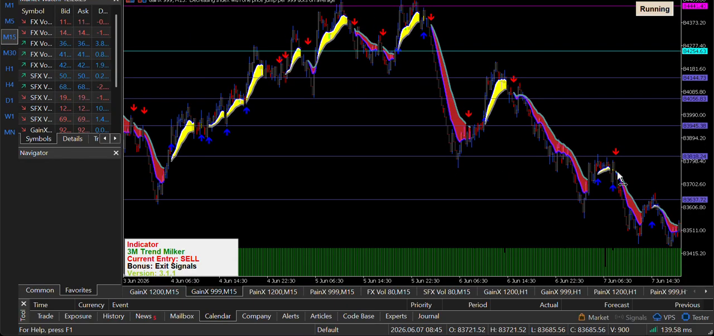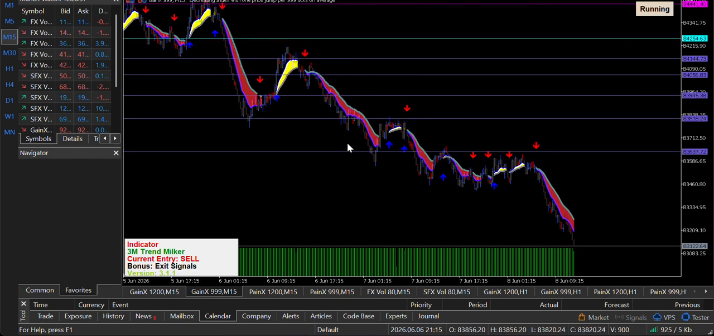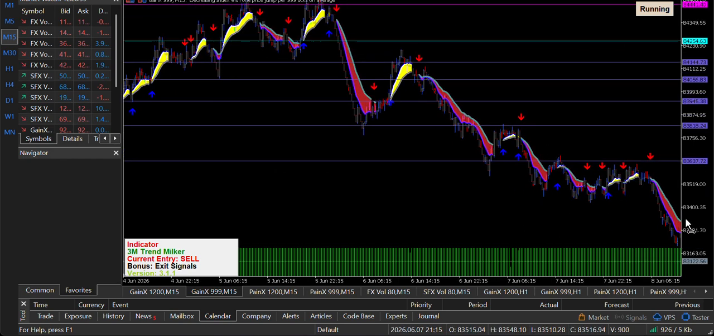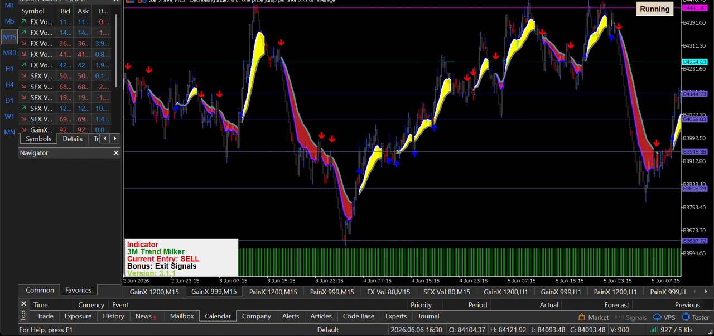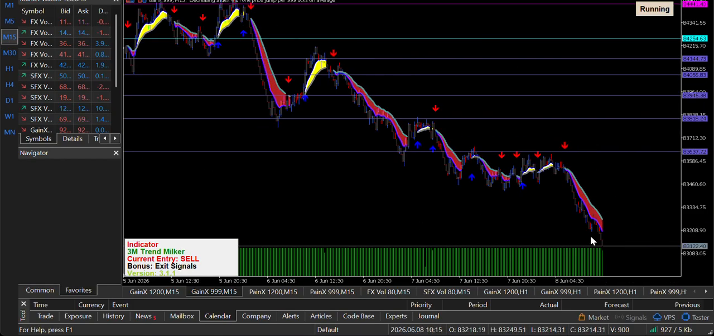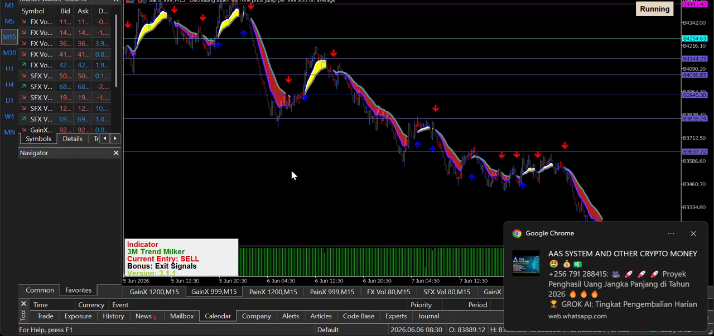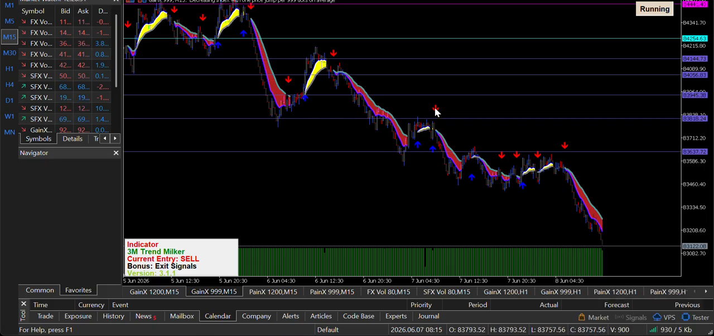This is GainX 999. GainX 999 actually got to the resistance zone at this point and it switched from an uptrend into a downtrend, and we can see it selling till it got to this particular spot. Okay, so it is still the same strategy. Came down, pull back, came down, pull back, came down, pull back, came down again, and it is still selling just the way you are saying it.